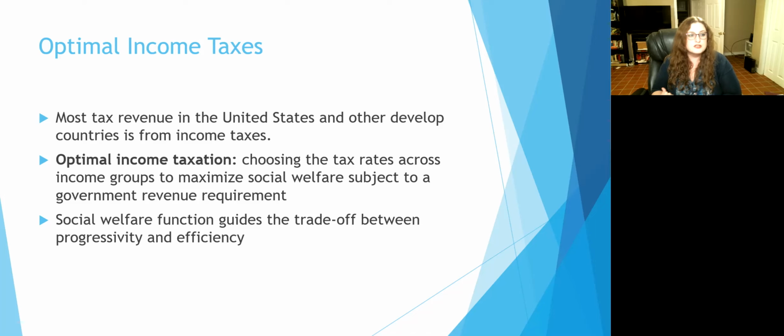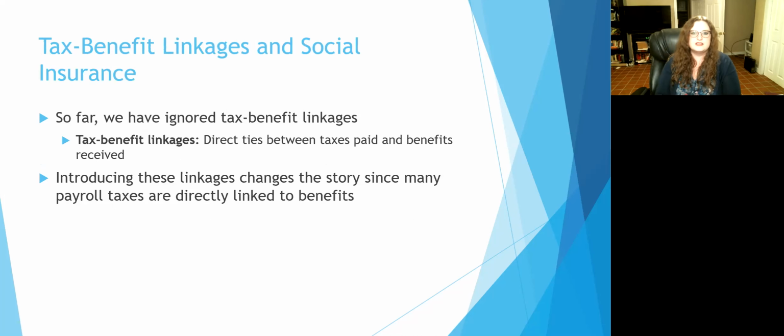Social welfare functions, looking at this difference between private marginal benefit and social marginal benefit, as well as private cost and social marginal cost. We look at the trade-offs between a lot of the progressivity and the efficiency of different systems.